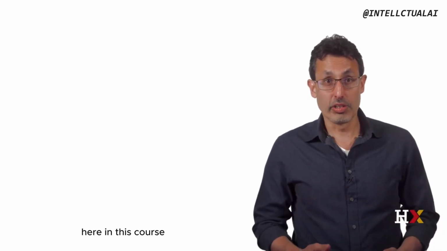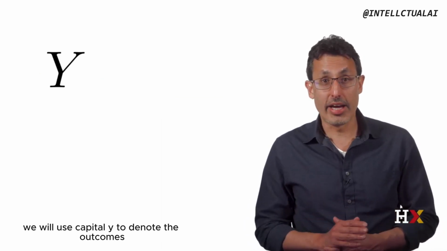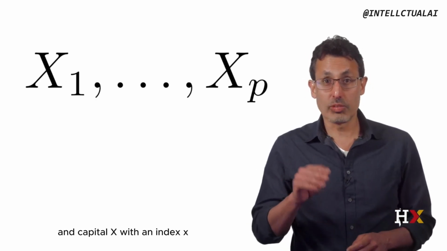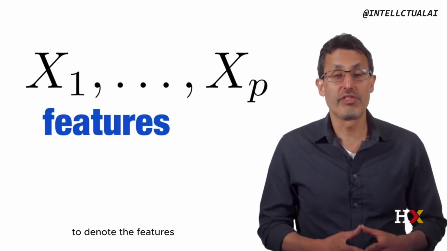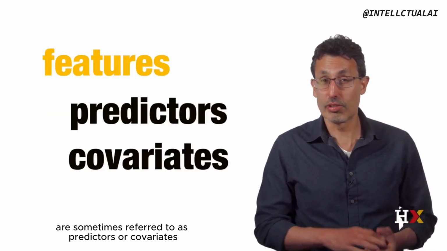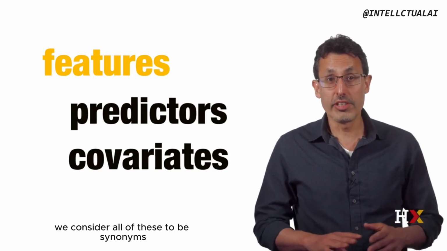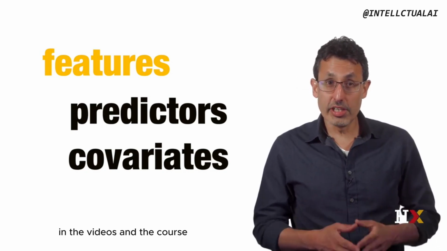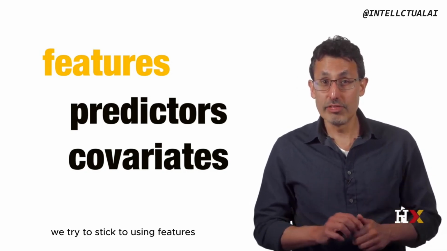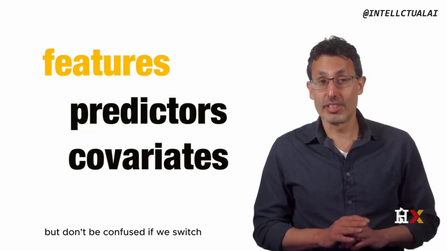Here, in this course, we will use capital Y to denote the outcomes and capital X with an index x1 through xp to denote the features. Note that features are sometimes referred to as predictors or covariates. We consider all of these to be synonyms. In the videos and the course, we try to stick to using features, but don't be confused if we switch.